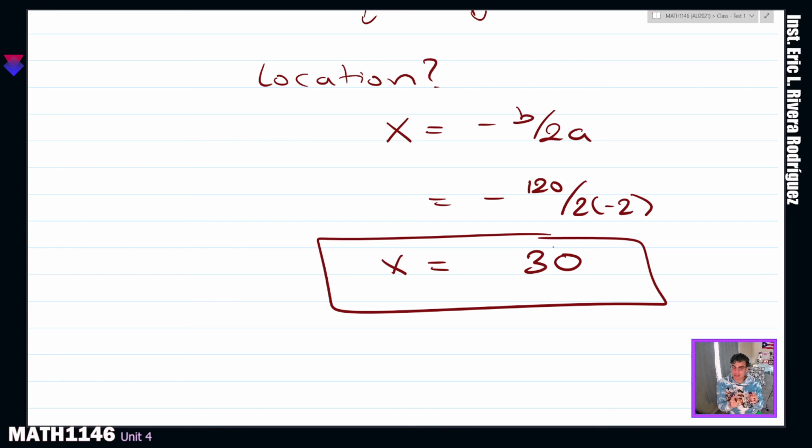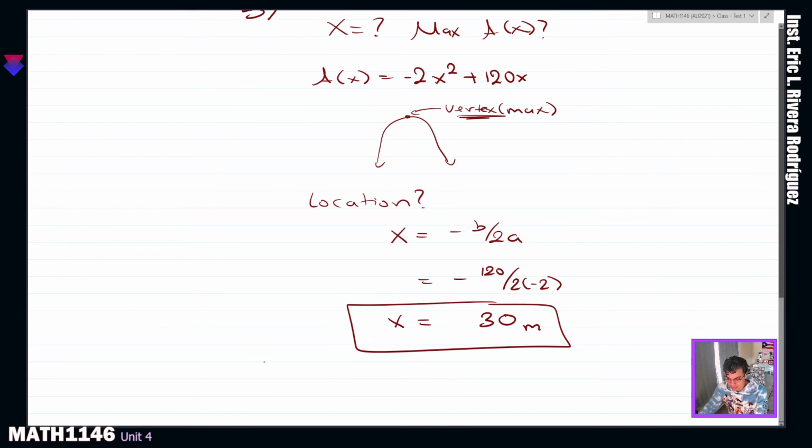And that's a very important thing to always think about. My answer needs to make sense to the problem that I'm working with, or to the context that we are working on. Since X is representing the length of one side of the rectangle, this is equal to 30 meters. Being positive is a key concept here, because if we got a negative value, that means the answer doesn't make sense to the context of the exercise. So always think about the context of the exercise. Your answer needs to make sense with the context of the exercise.